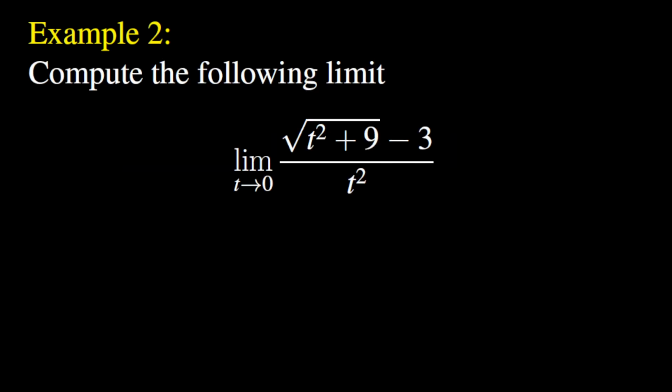For this second example, we have to compute the limit as t goes to 0 of the expression the square root of t squared plus 9, minus 3, over t squared. This function has a radical, so we will certainly use the conjugate expression to simplify the entire expression.